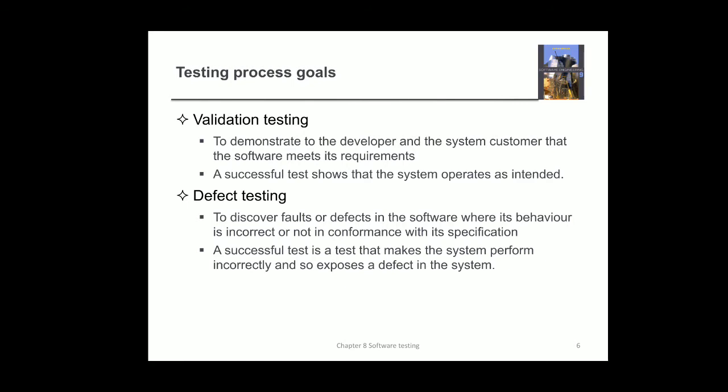Why we go for this defect testing is to discover faults or defects in the software where its behavior is incorrect or not in conformance with the specification. If the application is not according to the specification, that means you have some problem in the application that has to be altered, right? A successful test is a test that makes the system perform incorrectly and so exposes a defect in the system. If there are any problems in the system that you have built, and if you apply a testing strategy, and if you are able to find out those errors, that means you have done testing properly, or else there is a problem with the testing process.